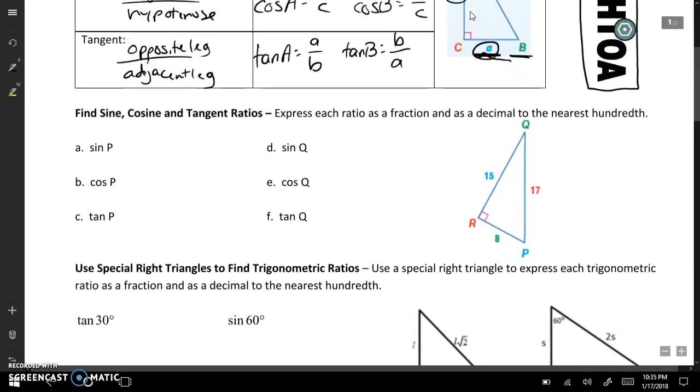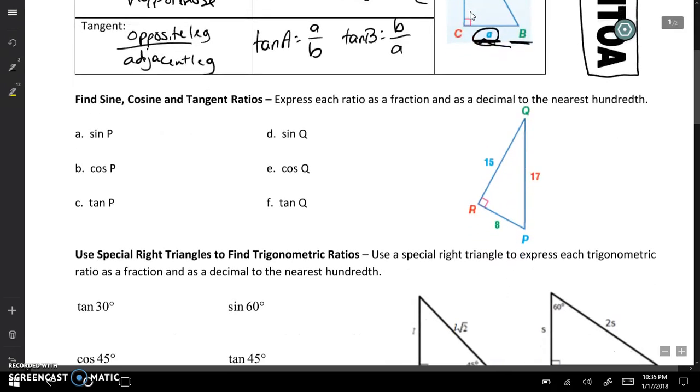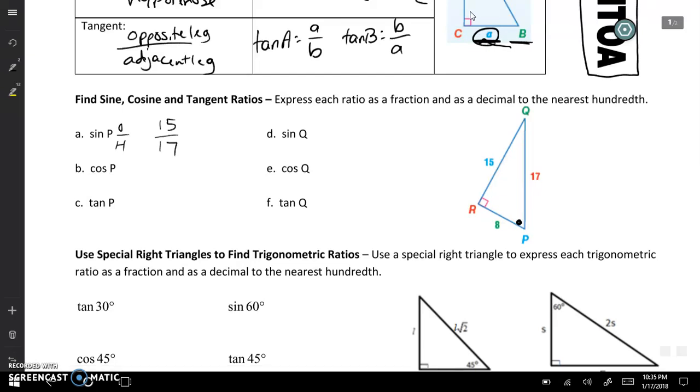So we're going to practice these right now. Here's this right triangle. We want to find the sine of P. So it's from this angle. The sine is the opposite over the hypotenuse. Well, the opposite from angle P is 15. The hypotenuse is 17. And that's it. The sine of P is just 15 over 17.